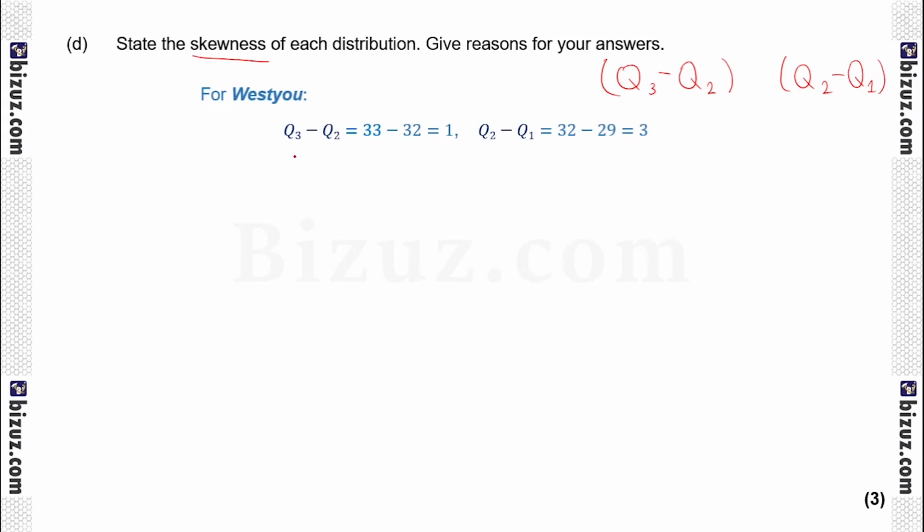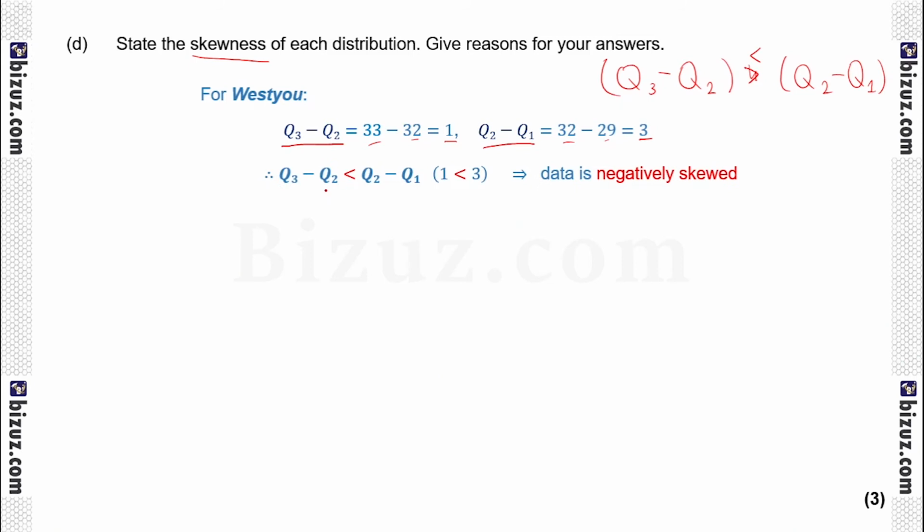So for the West U members, Q3 minus Q2 is 1, 33 minus 32, and Q2 minus Q1 is 32 minus 29 equals 3. Again, I'm just using all the values here that I've already found. Now, all that we need to do is compare Q3 minus Q2 with Q2 minus Q1, and the rule is, if Q3 minus Q2 is greater than Q2 minus Q1, it's going to be positively skewed. If it's less, it's going to be negatively skewed. If these two are equal, it's going to be symmetrical.